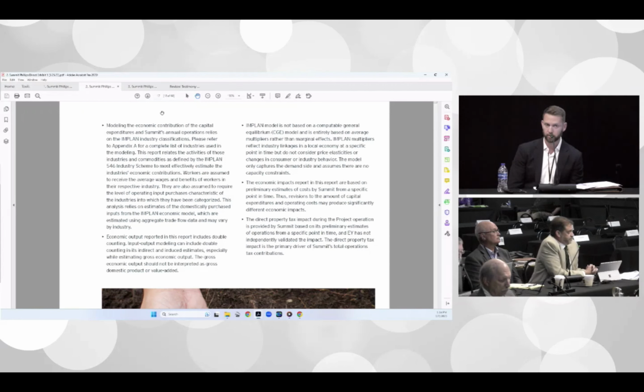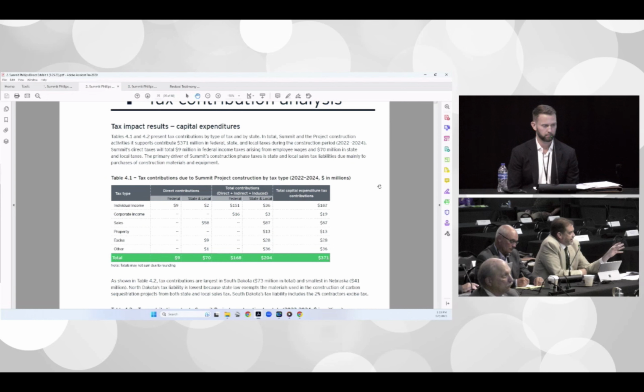In your direct exhibit 1, page 26, you've included a column for direct contributions. Explain that, I guess. Is that any different from direct effects? So those are taxes we estimate would be paid by Summit or Summit employees on their individual income. Okay, so it is just slightly different, but it's directly attributable to Summit in the tax context.